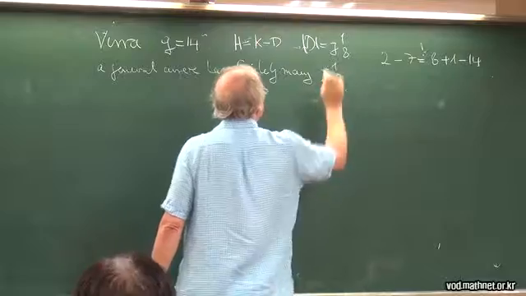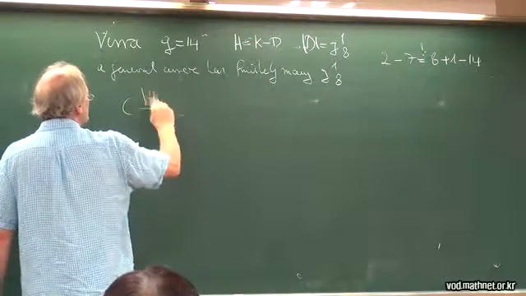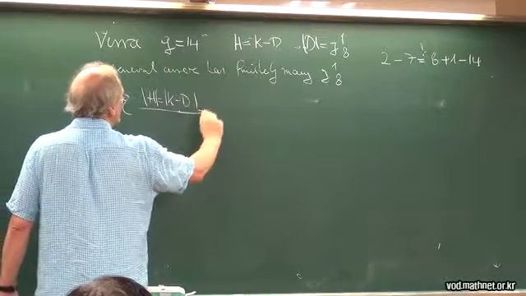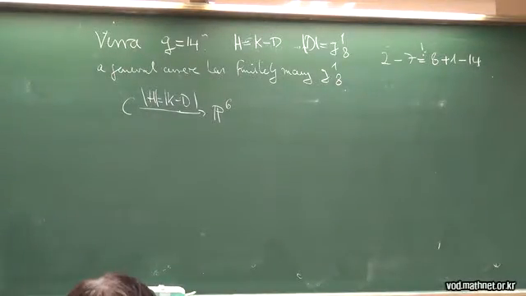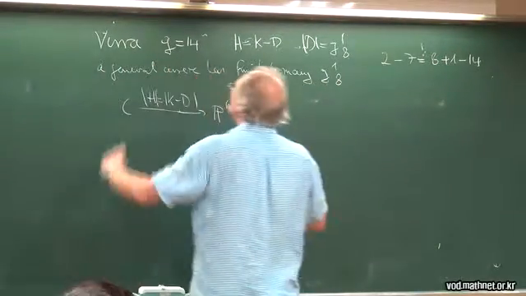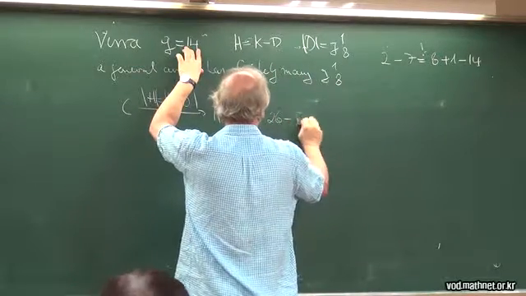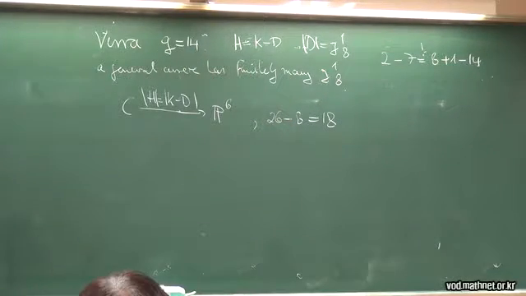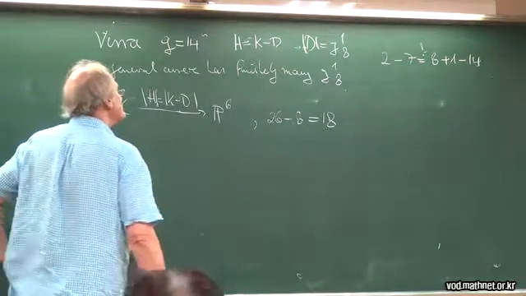G1/8. So now Vera embeds the curves with H, which is the linear system K minus D, which ends up in P6. So this is a curve of degree 26 minus 8, which is 18. All right, and now he starts to compute the postulation of this curve.